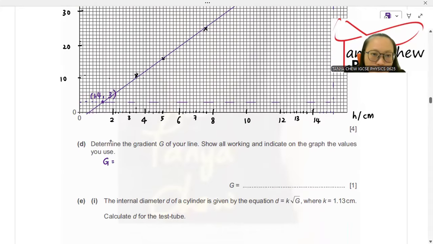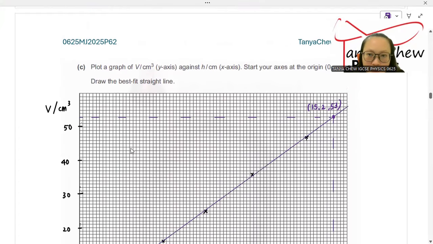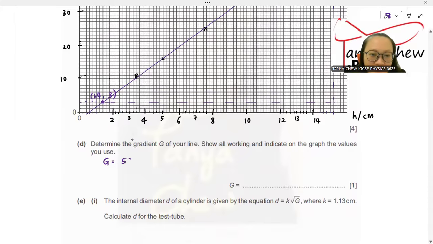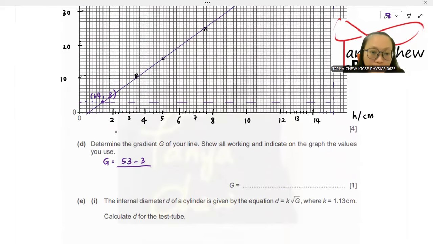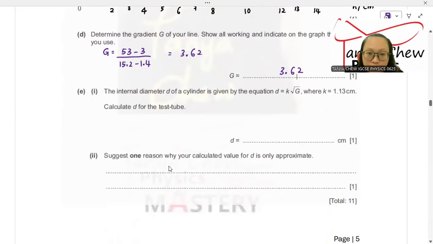So G is equal to 53 minus 3, divided by 15.2 minus 1.4. Let me do it. 53 minus 3, 50, divided by 15.2 minus 1.4, and the value that I got was 3.62. Okay, this is 3.62. There's no unit for gradient. If you want to put a unit, make sure that you put it correctly.